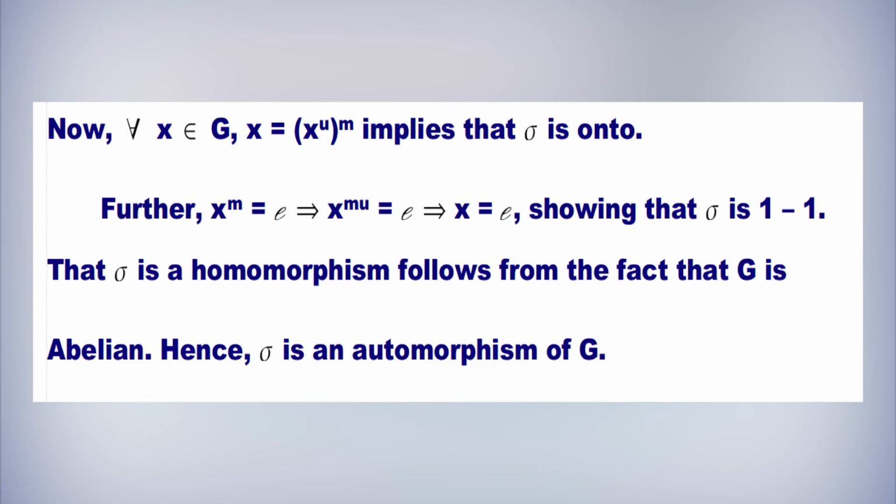Further, x^m = E implies that x^(mu) = E, which implies x = E, showing that sigma is 1 to 1. That is, sigma is a homomorphism following the fact that G is abelian. Hence, sigma is an automorphism of G.